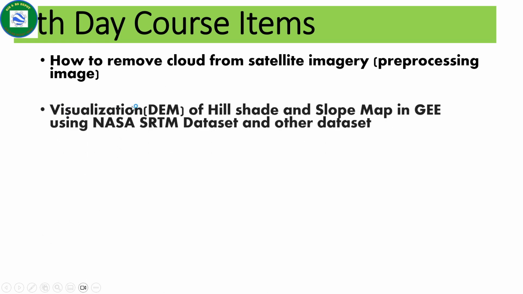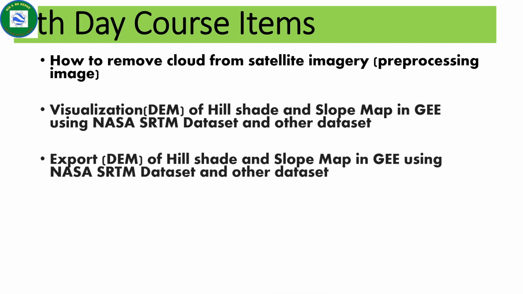Then we learn visualization of DEM data, that means digital elevation model data, or hillshade, slope map and aspect map. In the Google Earth Engine platform there are a lot of datasets available, but in this lecture we focus on the NASA SRTM dataset. That means we handle the digital elevation model DEM dataset and make hillshade, slope and aspect maps using the NASA SRTM dataset.